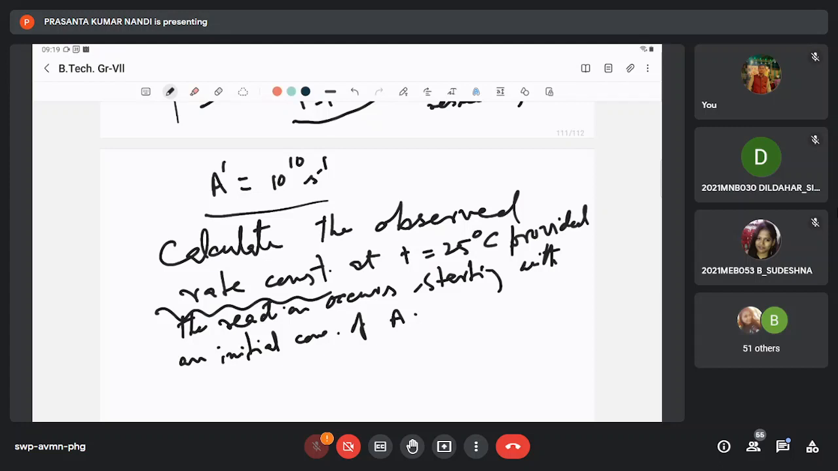Now, what is the observed rate constant? How can you guess? Both the reactions are first order. Can you first identify what the observed rate constant is, or try to solve it yourself? Calculate the observed rate constant at T equal to 25 degree centigrade, provided the reaction occurred starting with an initial concentration of A. Whatever the initial concentration of A, there is only one reactant A and we initiate the reaction. That's all. What should be the answer?